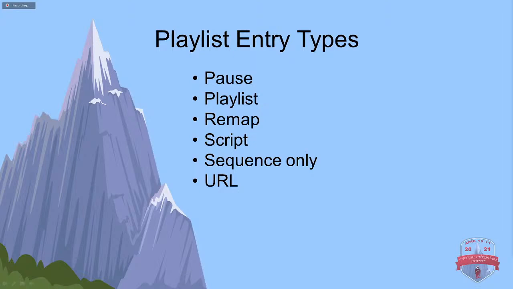A URL type. This is similar to the dynamic item, but you can either get or post to a URL. So if you have a website, you could use this to update your website to show what's currently playing. But there are a lot more options. It basically will handle a get or post to or from a URL.